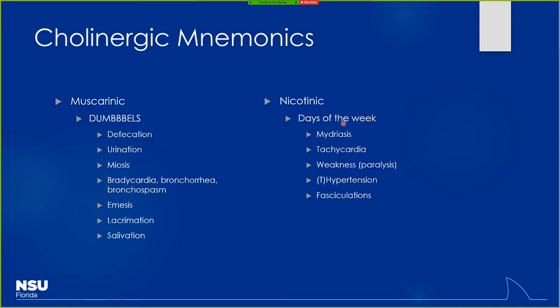So I like to use the days of the week for this one. So for instance, if I'm activating nicotinic receptors, initially what you actually will see is mydriasis, right? Because it's actually activating some of those preganglionic sympathetic fibers there to cause mydriasis to occur. You can see tachycardia, because again, you're going to get overall stimulation on the heart specifically. You can actually see weakness and paralysis from that.